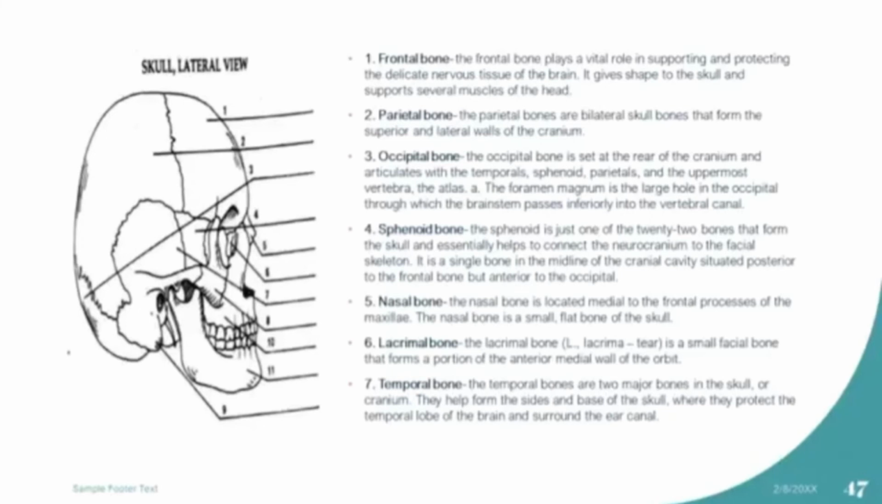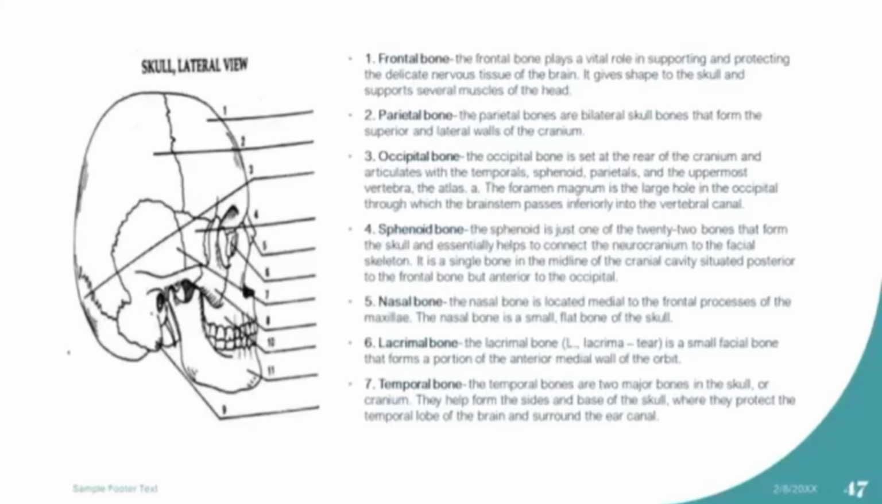4. Sphenoid bone. The sphenoid is just one of the 22 bones that form the skull and essentially helps to connect the neurocranium to the facial skeleton. It is a single bone in the midline of the cranial cavity situated posterior to the frontal bone but anterior to the occipital. 5. Nasal bone.